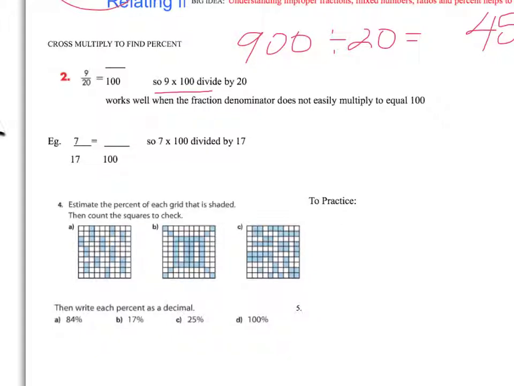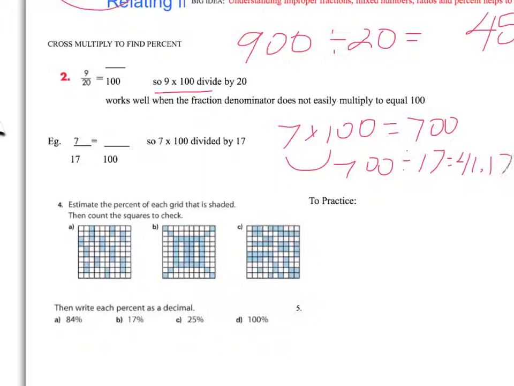All right, so 7 times 100 is going to be 700. We can just annex the 0 there. 7 times 1 is 7. Add the 2 zeros. Now 700 divided by 17 is where it gets tricky. You're going to have to punch that part probably into your calculator. 700 divided by 17 equals, and we end up with 41.176, and so on.